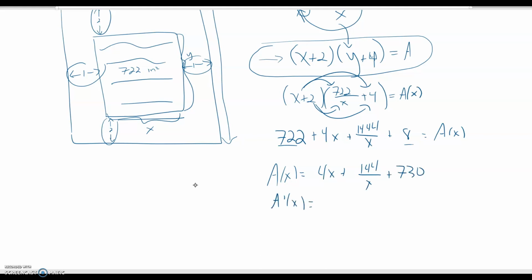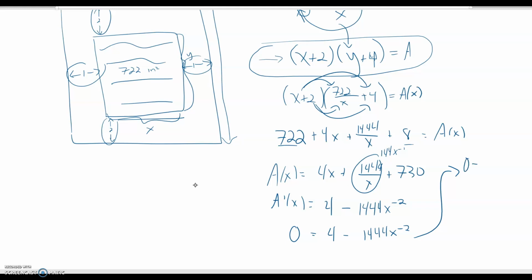The derivative of that should be 4. This, remember, is 1444, x to the negative 1. So it should be 4 minus 1444 x to the negative 2, derivative of the constant is 0. Set my denominator to 0 to find a critical number, and then solve this. So this is 0 equals 4 minus, I'll rewrite this as a fraction just so I can take a look.